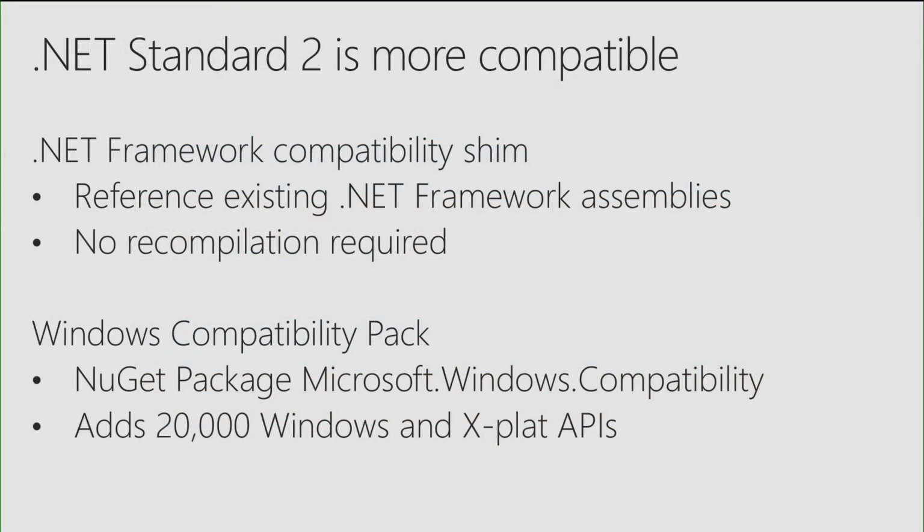So now that this is more compatible, we can just use them without any recompilation and just reference those existing assemblies in your applications. We also have the Windows Compatibility Pack available to you for your UWP applications. We have to have that separate, obviously, because we can't reference these Windows-specific APIs in something like a web application.